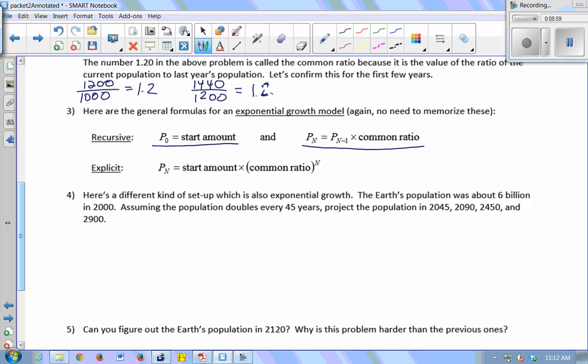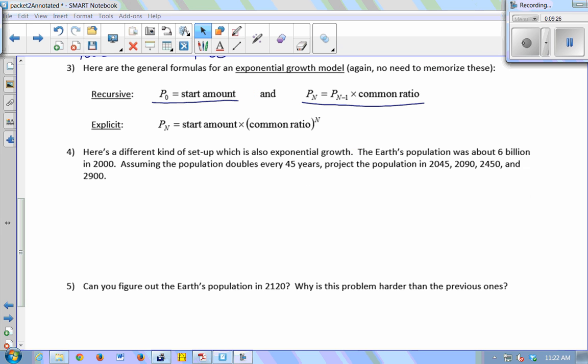All right, so here's a little bit of a different kind of setup that's also exponential growth. The Earth's population was about 6 billion in the year 2000. And assuming the population doubles every 45 years, project the population in the years 2045, 2090, 2450, and 2900. Take a few minutes and think about this one in your groups. All right, so let's go through it together.